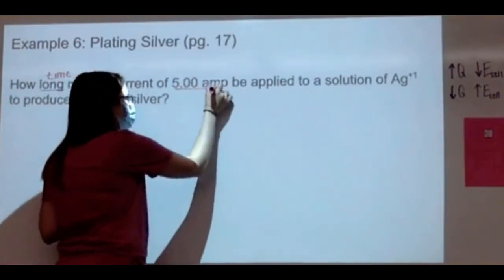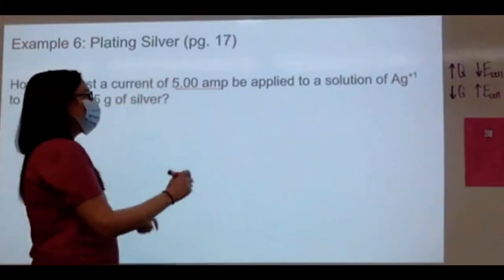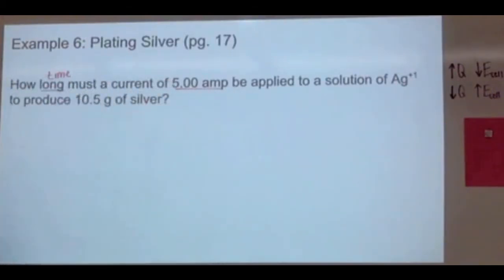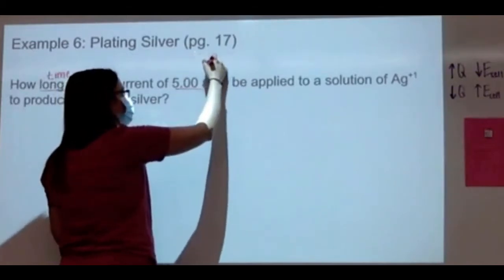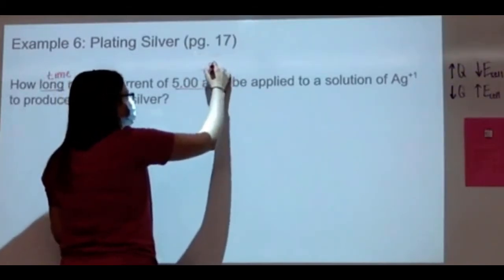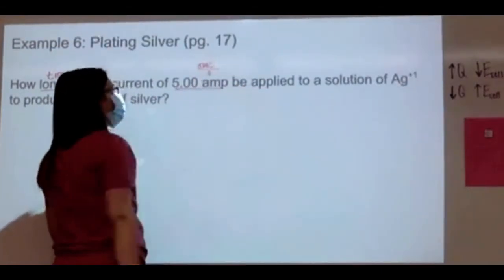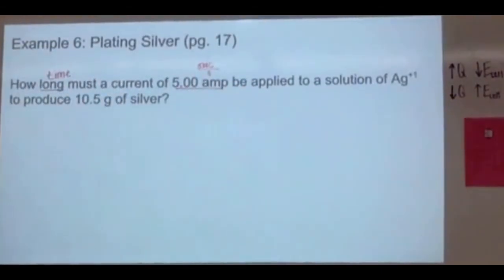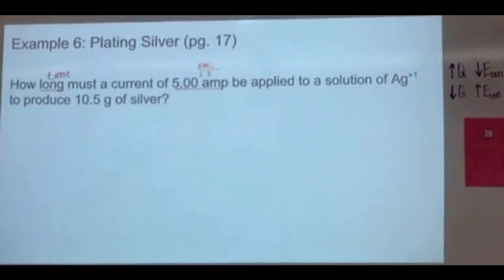5 amps. Current. So amps are the unit for current. When we see amps, I recommend writing out the conversion factor that we're going to use. Amps are coulombs per second. So 5 amps are 5 coulombs per second. Per second would just mean per 1 second. So there's a conversion factor.